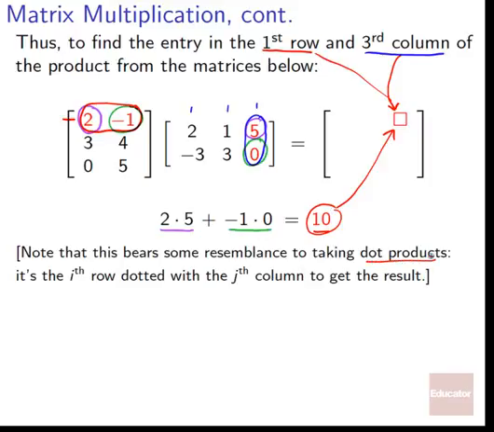We can think of this ith row as being a vector because it's got a bunch of components to it. Since it's just one dimension in one way, it's just a vector: 2 and then negative 1. And then we've got this jth column over here, which we can think of as also being a column vector. So we take the dot product: 2, negative 1, dotted with 5, 0. 2 times 5 is 10, negative 1 times 0 is 0, so we get a total of 10. So we can think of it as the ith row dotted with the jth column.